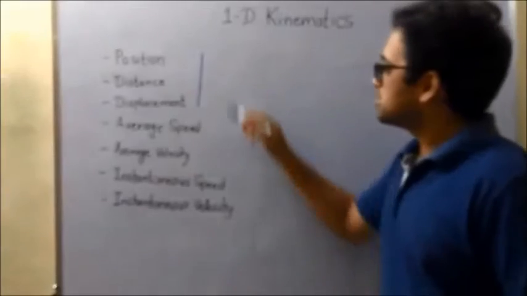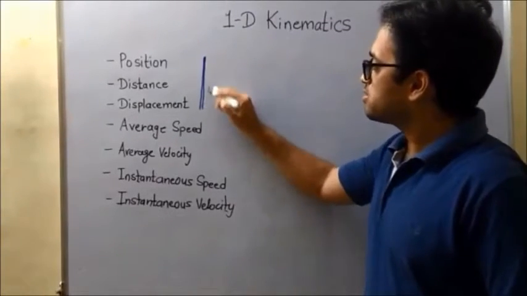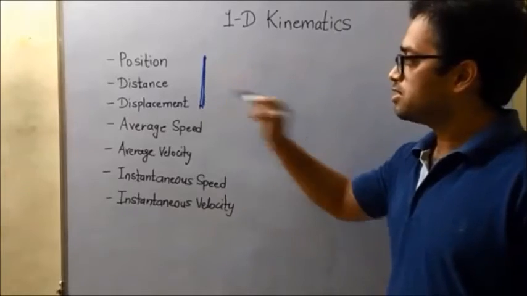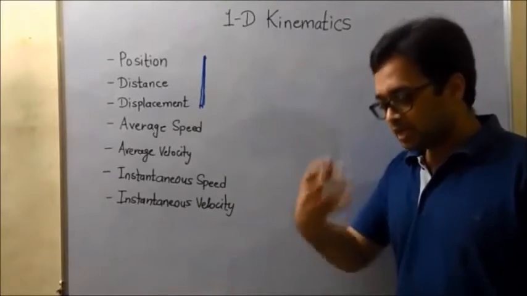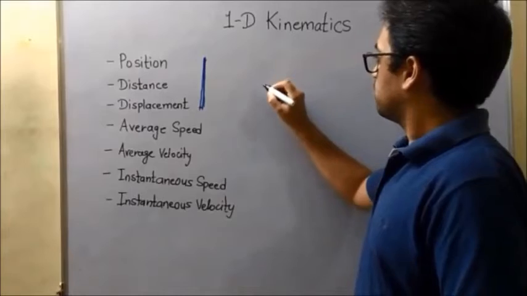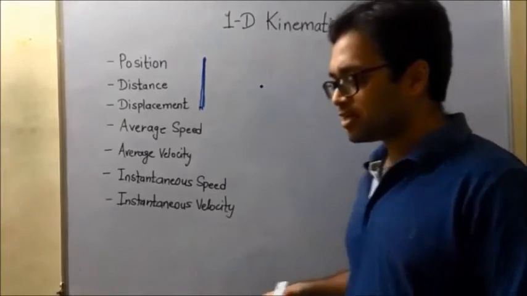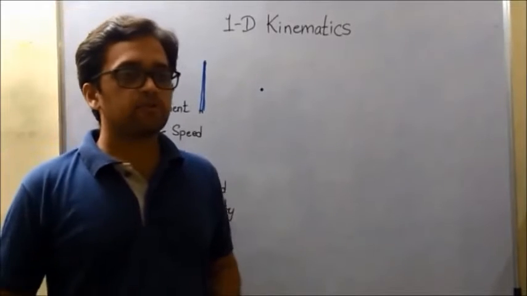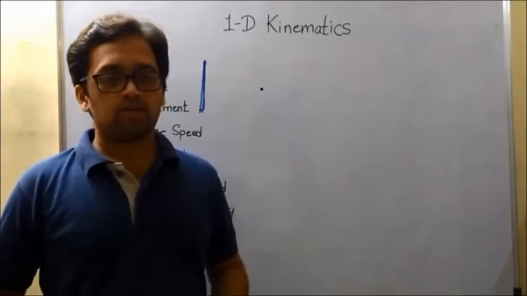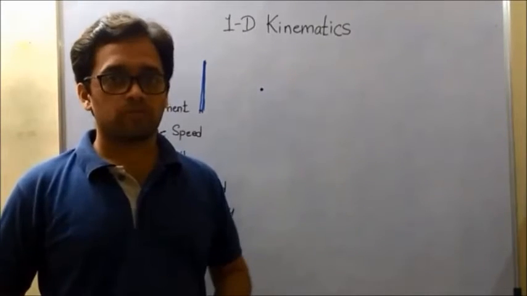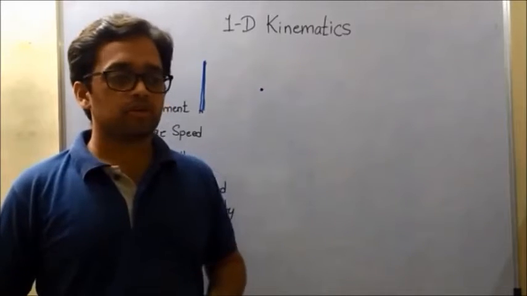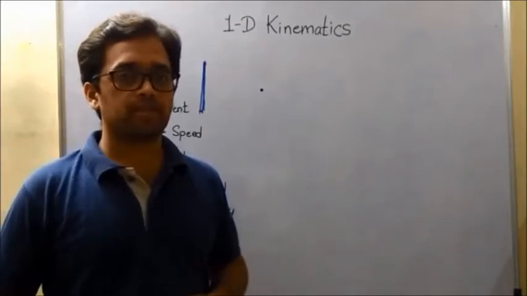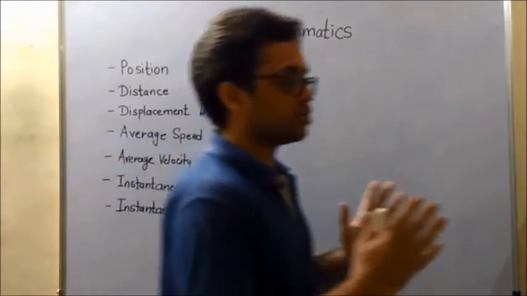Now, since we have already discussed these three terms, position, distance and displacement, I will give you an example. Let us consider several examples of one-dimensional motion. For example, if you start walking towards your school from your home, let us assume that your school and your home have a straight road joining them.